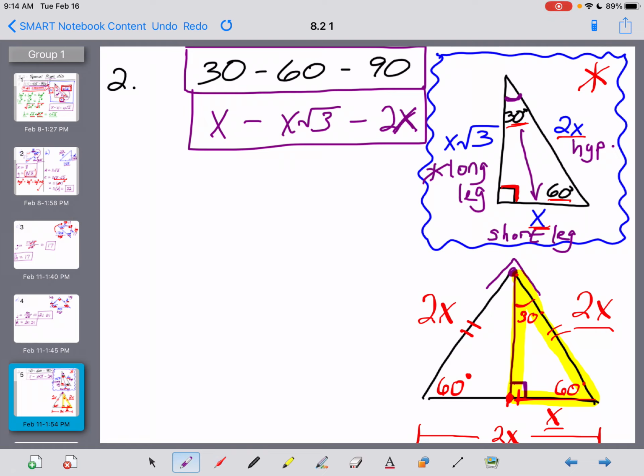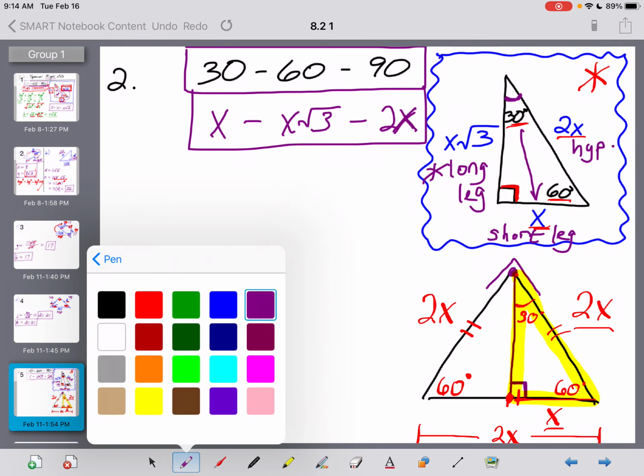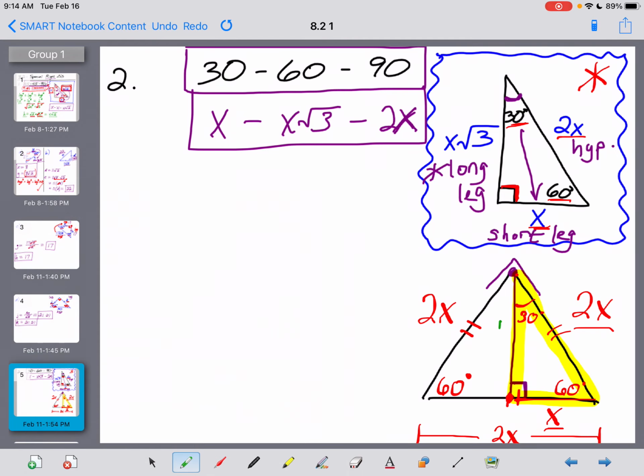And yet again, we don't know this yet, but let's see. That altitude that I drew right down the middle, I'm going to call that h. And yet again, I'm going to set up a Pythagorean relationship here within that triangle. Leg squared plus leg squared is equal to hypotenuse squared. Okay, how long is one of our legs? H, and we'll square that.